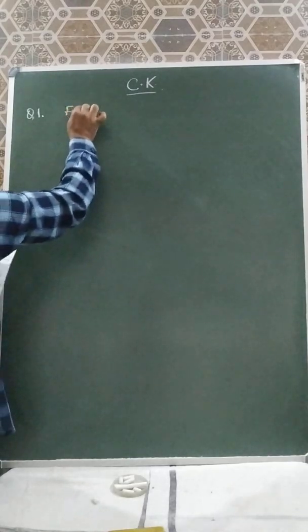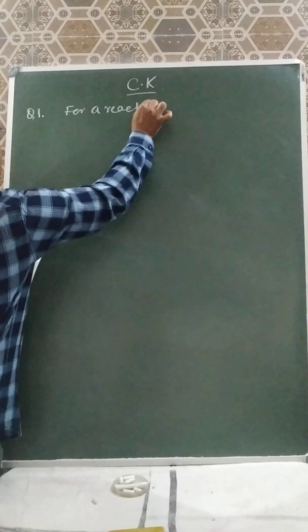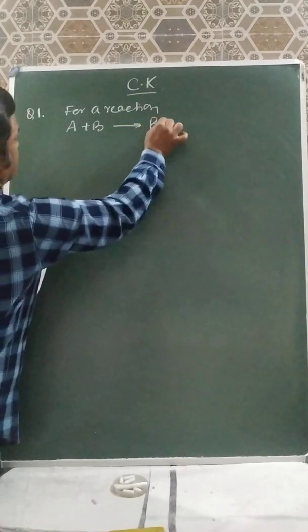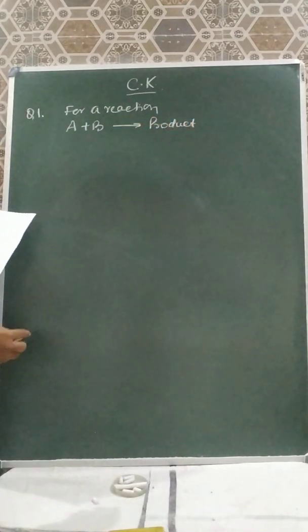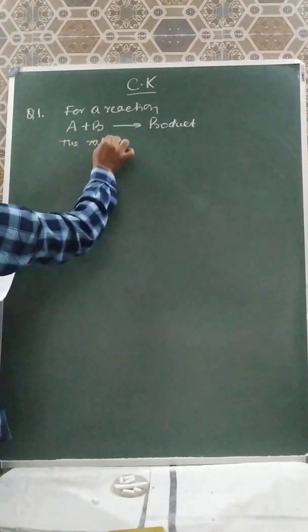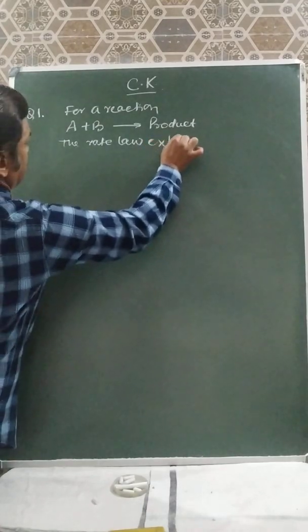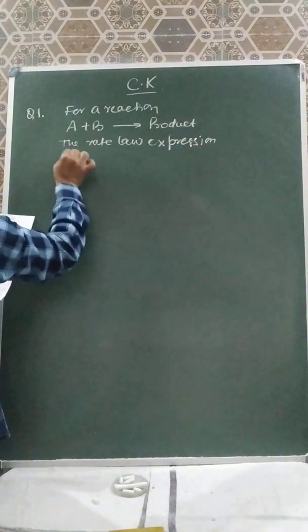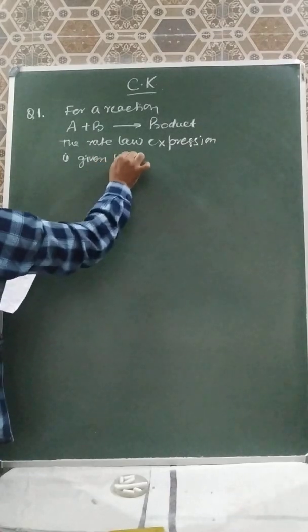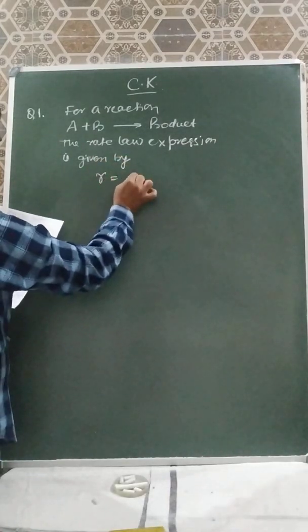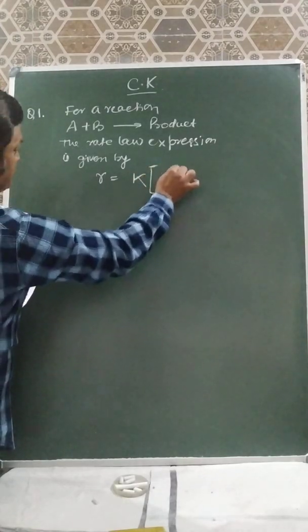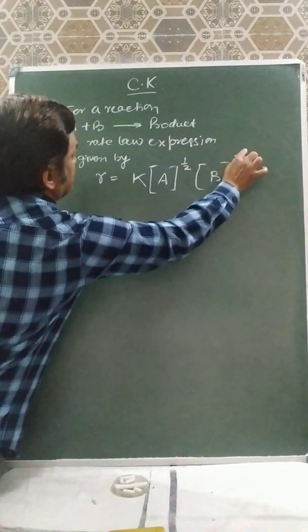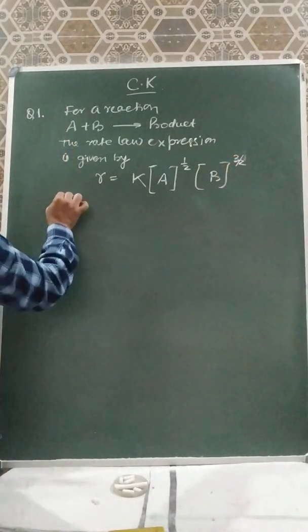For a reaction A plus B gives product, the rate law expression is given by rate is equal to k, that is rate constant, concentration of A to the power half, B to the power 3 by 2. What is the order of reaction?